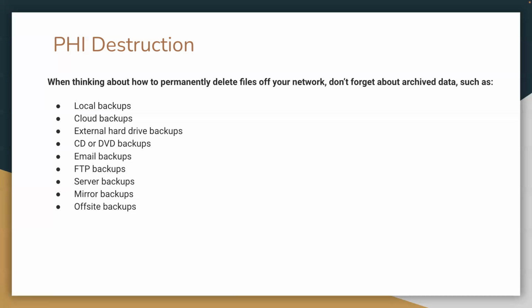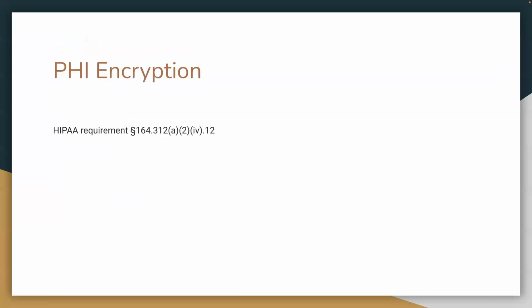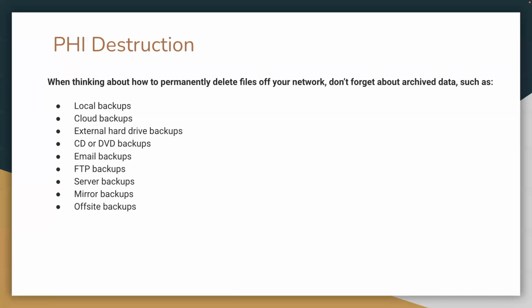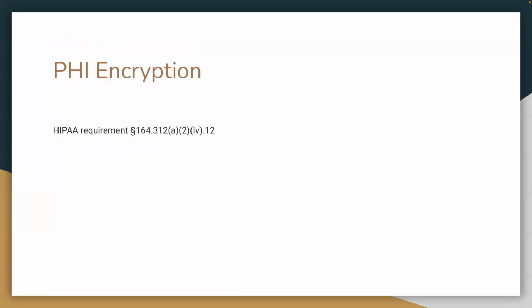So when thinking about how to permanently delete files off your network and your storage, don't forget about archive data such as local backups, cloud backups, external hard drive backups, CD or DVD backups, email, FTP, server backups, mirror backups, and offsite backups. So now, the PHI encryptions.